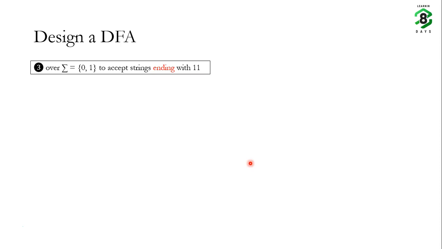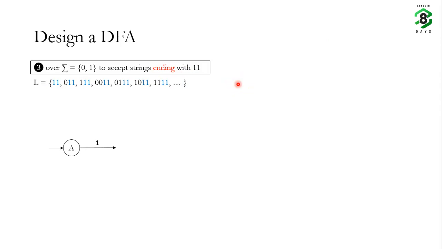Now let's design a DFA to accept strings ending with 11. This time we are designing a DFA to accept strings which end with 11. Our input symbols still remain 0 and 1. So the language accepted by your DFA will consist of all possible strings which end with 11. As per our strategy, we first design a machine which will accept the smallest possible string in the language, which in this case is 11.